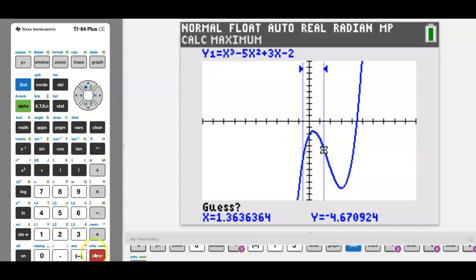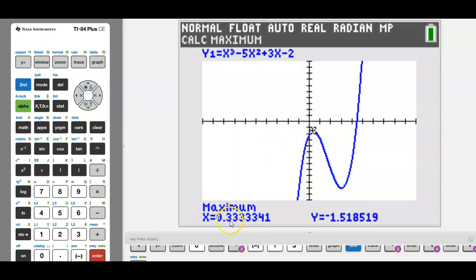All right, so guess, no, just enter again, and it tells me that it is 0.33333, which I'm assuming is going to be 1/3. And then we also have, for the y value, negative 1.158519, which is an approximation, which is probably a square root answer. But these calculators do not give answers in square roots, so if we were using these calculators, we could only give an approximation for what I assume to be a radical there.